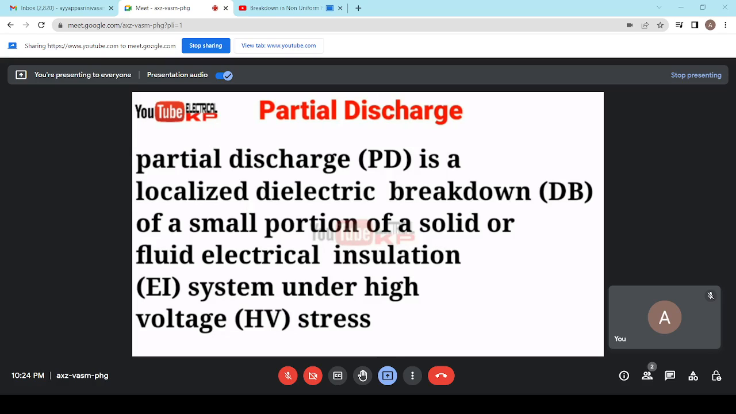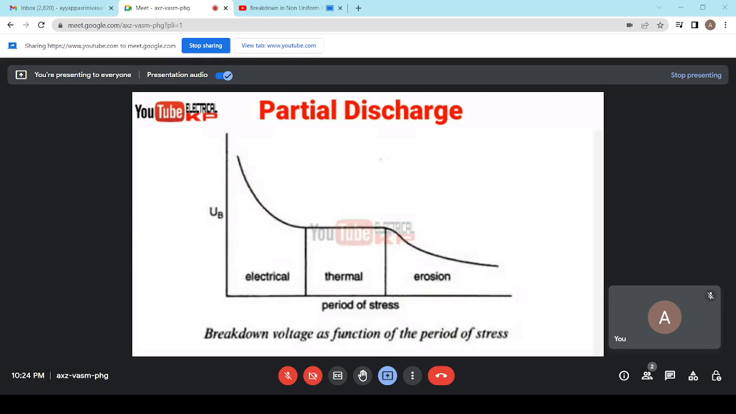Once partial discharge starts, it may cause progressive deterioration of the insulating materials and ultimately cause electrical breakdown. As shown in this figure, first the electrical effects are shown, after that thermal and erosion, which after a long time may cause electrical breakdown.